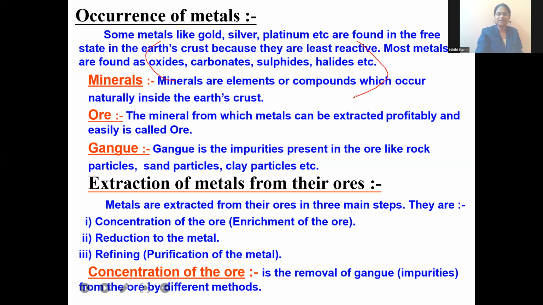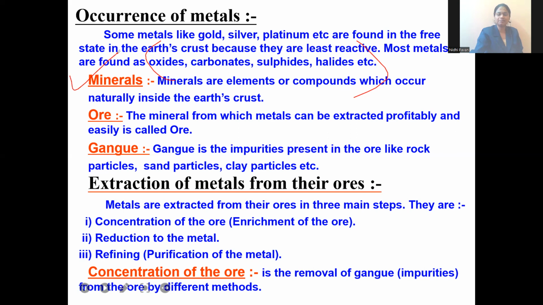So, what do you mean by minerals? Minerals are nothing but the elements or compounds which are naturally occurring inside the Earth's crust. It is not artificially prepared. It is not prepared in a factory. We are getting it naturally from the Earth crust. That is called a mineral. The mineral from which metal has to be extracted, from which mineral the metal has to be taken, that is ore.